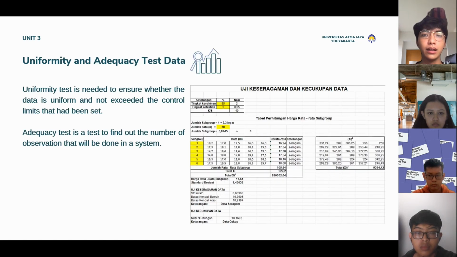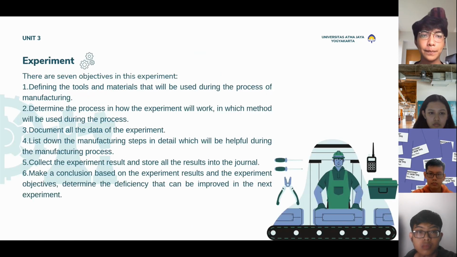Next. And then we also test the uniformity and adequacy of the data. The purpose of the uniformity test is to ensure whether the data is uniform and not exceeding the control limits, and the adequacy test is to find out the number of observations that will be done in the system. And the next.